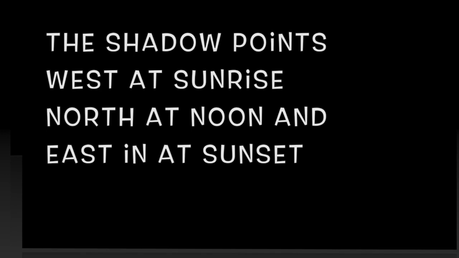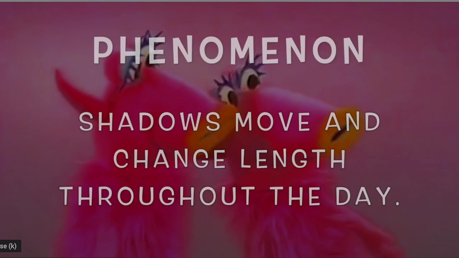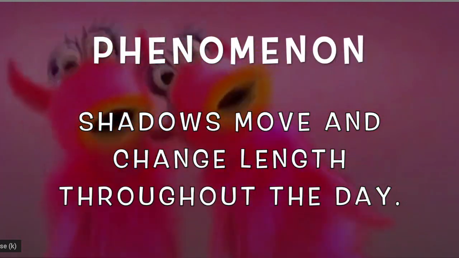For all 3 locations, we see that shadows start long, get shorter at noon, then get long again. For all 3 locations, the shadow points west at sunrise, north at noon, and east at sunset. Can you use these patterns as evidence to explain the phenomenon? Shadows move and change length throughout the day.